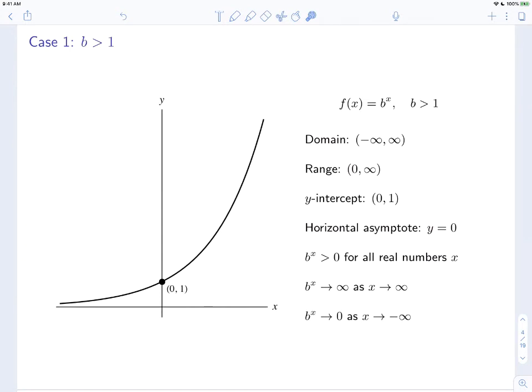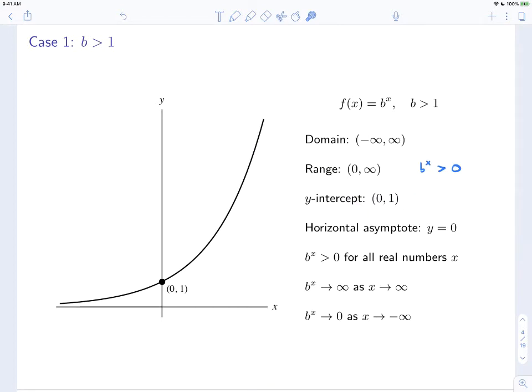Let's talk about the graphs in a little more detail. First, let's talk about the case where b is greater than 1. This is the case where the function is increasing. The domain is all real numbers because b to the x is defined for every real number. The range is the set of all positive numbers. B to the x is always positive, so you don't get any negative values, and you don't get 0.